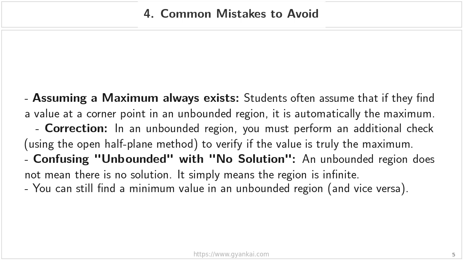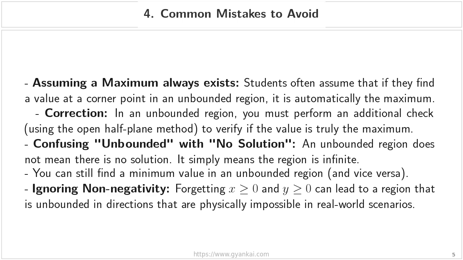Second, please do not confuse an unbounded region with having no solution. These are 2 very different things. An unbounded region does not mean the problem is unsolvable. It simply means the area we are looking at is infinite in size. As we saw in our factory example, you can still find a very clear minimum value even if the region is open-ended. The solution exists. It's just that the ceiling or floor might be missing.